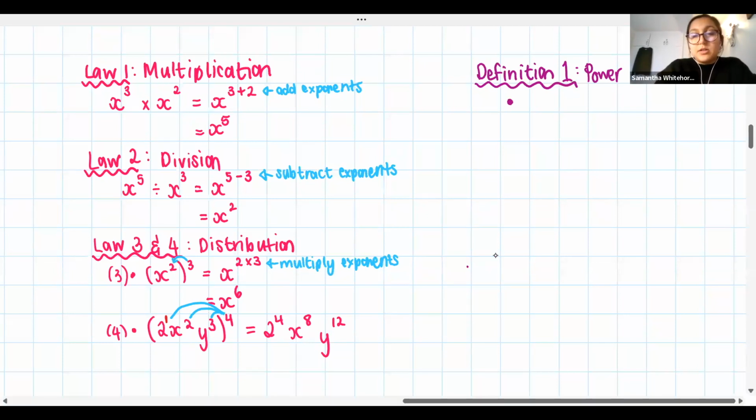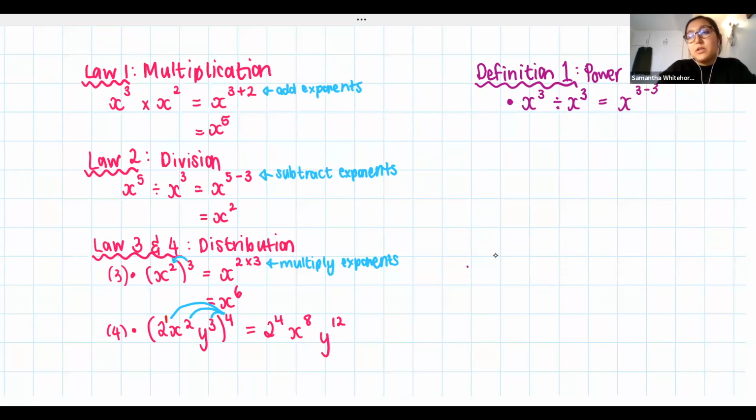So let's say, for example, we have got x to the power 3 divided by x to the power 3. Now, our second law of exponents tells us that what we should do is we should subtract these two exponents, top minus bottom, and that gives us x to the power of 0.